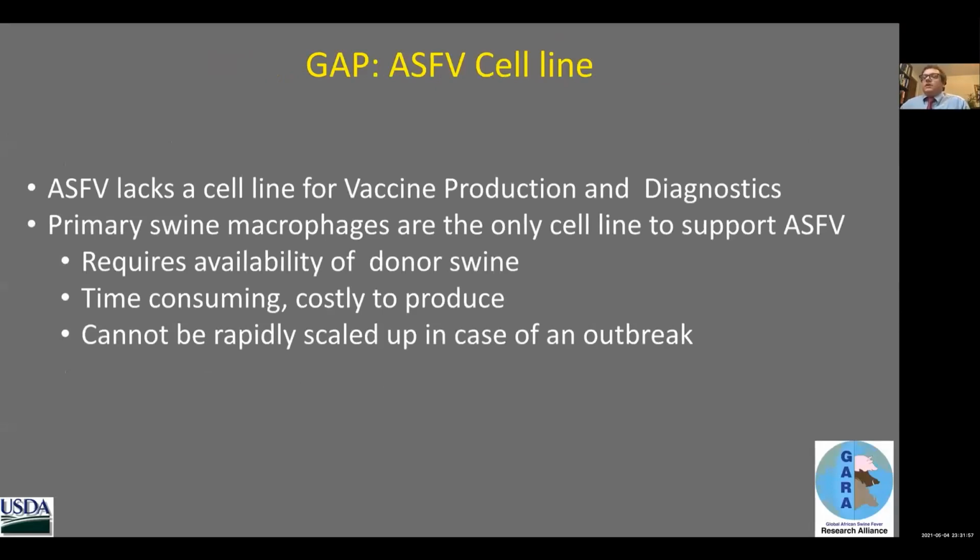And this was considered one of the major gaps that we identified at the last in-person donor meeting, and that was that ASF lacks a cell line both for vaccine production and diagnostics. Primary swine macrophages were the only cell line to support ASF. Again, this requires donor swine, it's very time-consuming and costly, and also it cannot be rapidly scaled up in case of an outbreak.